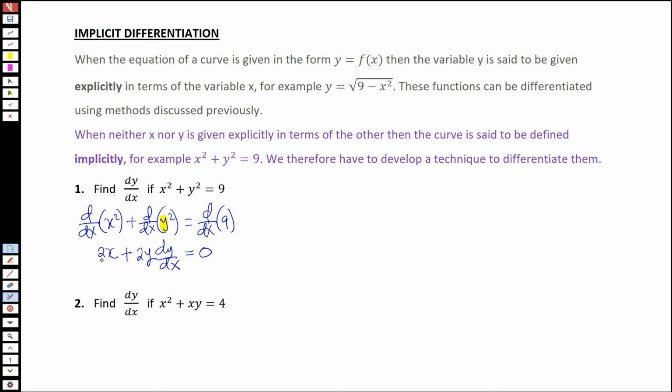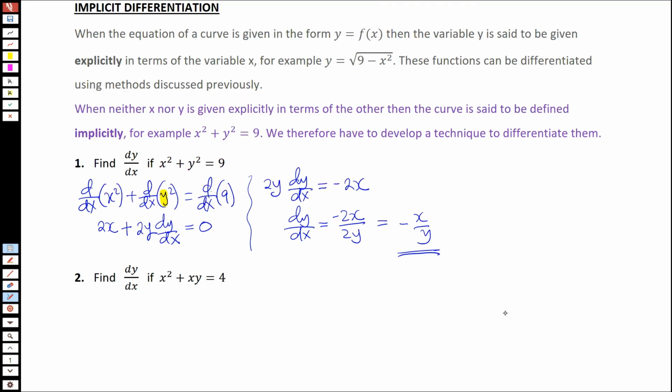And then, of course, we have to rearrange so that we have dy over dx. So basically, if you bring this to the right, you'll have 2y dy over dx will be equal to negative 2x. And therefore, dy over dx will be equal to negative 2x over 2y, which will be equal to negative x over y. And that will be dy over dx for this particular equation, which gives the gradient at any point for this equation.